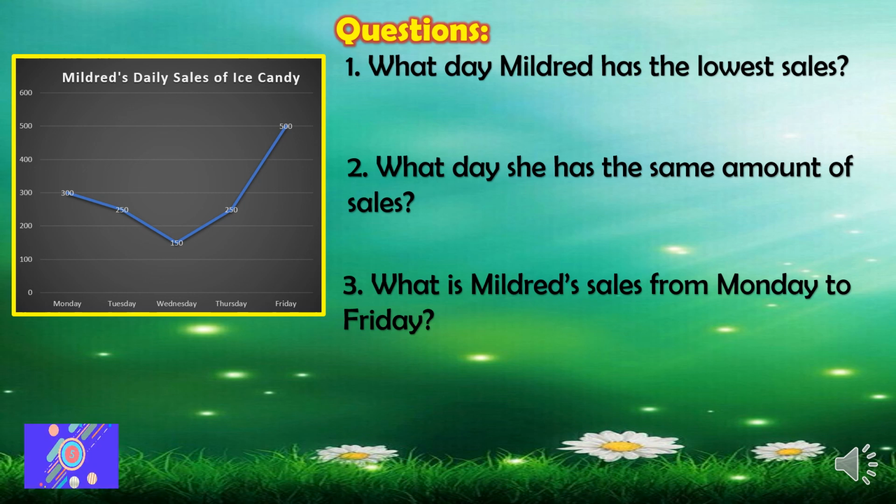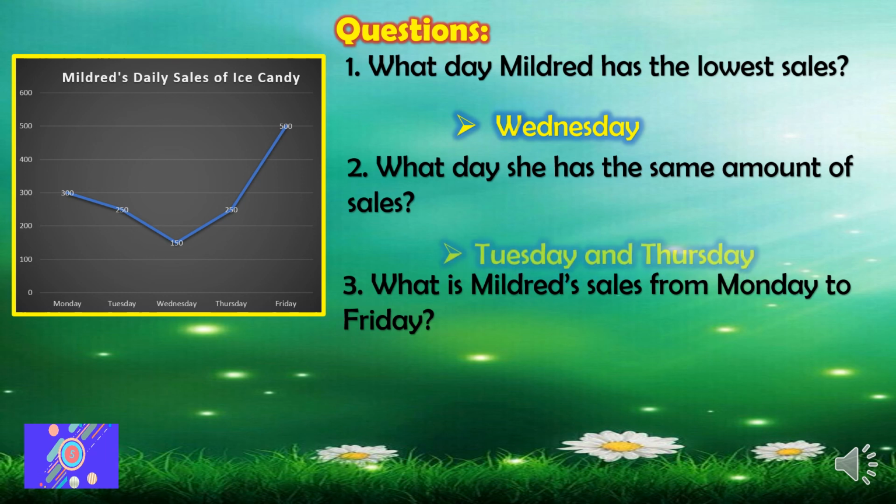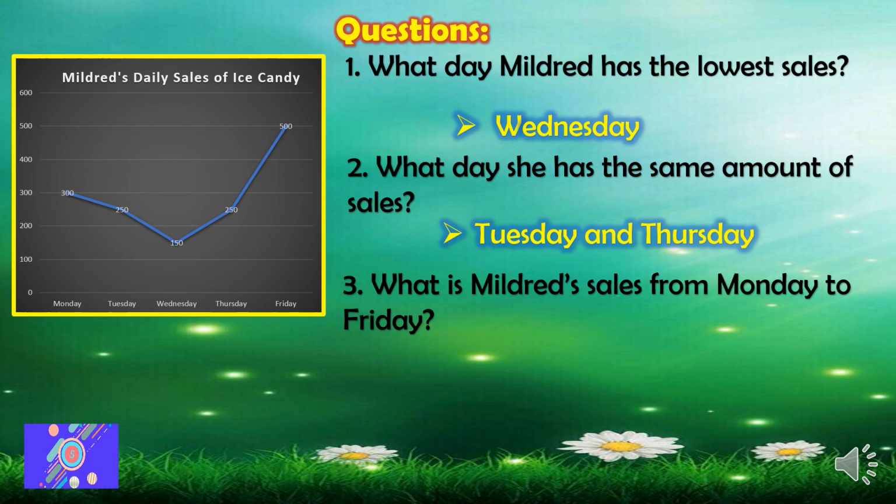Okay, let us now answer the following questions. For number 1, what day does Mildred have the lowest sales? The answer is Wednesday. As you can see in the graph, Wednesday is the lowest sales she had. And then for number 2, what day does she have the same amount of sales? The answer is Tuesday and Thursday, because on Tuesday and Thursday, she got 250 sales.